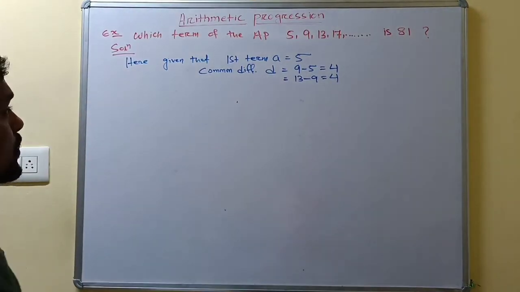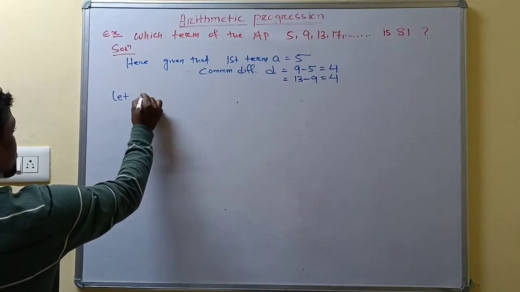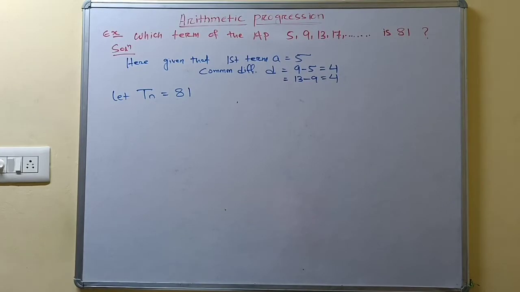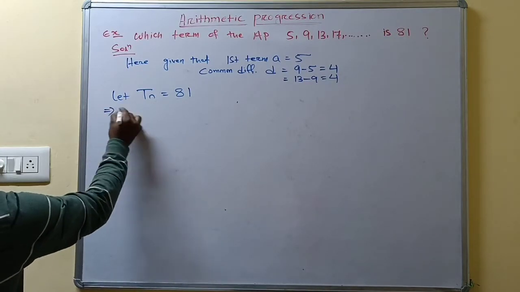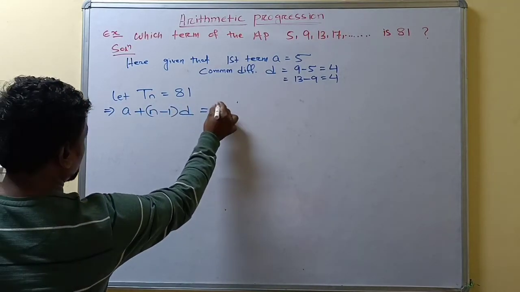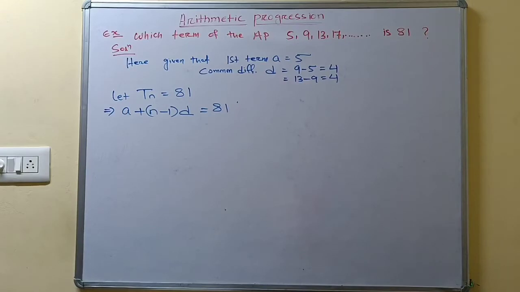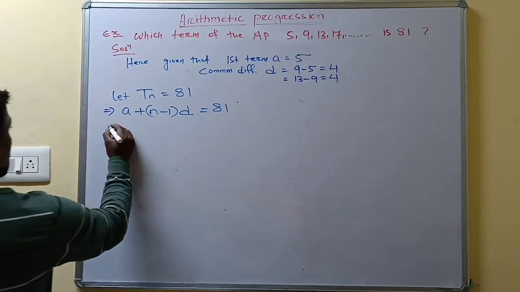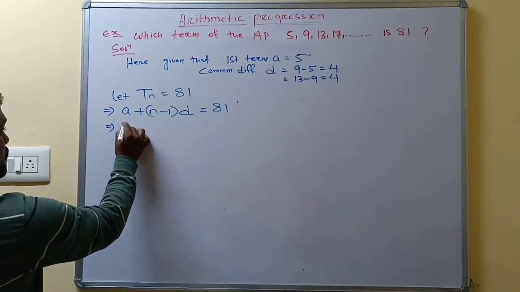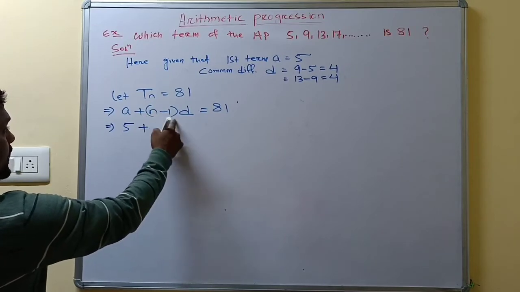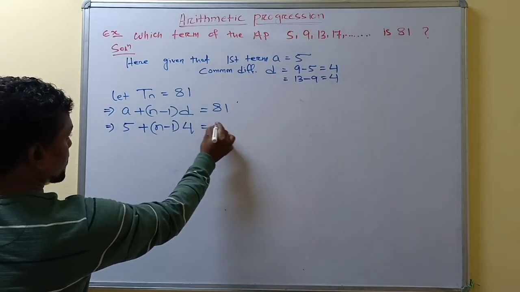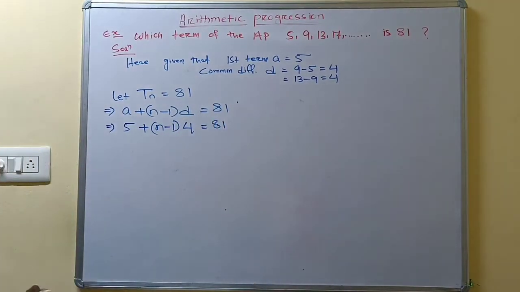To find 81, we can write: let Tn is equal to 81. So let's put the formula of Tn. We can write a plus (n minus 1)d equals 81. We can easily find one variable, that is n, because the two variables a and d values are already given. So let's put the values: a equals 5 plus (n minus 1), we don't know n, then d is equal to 4, it will become 81, right?